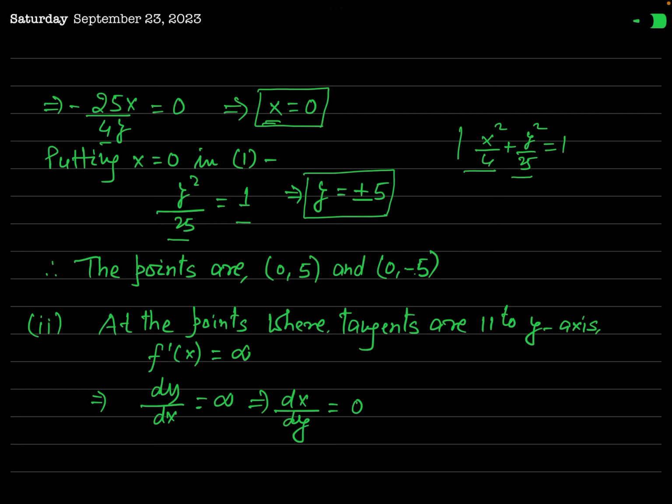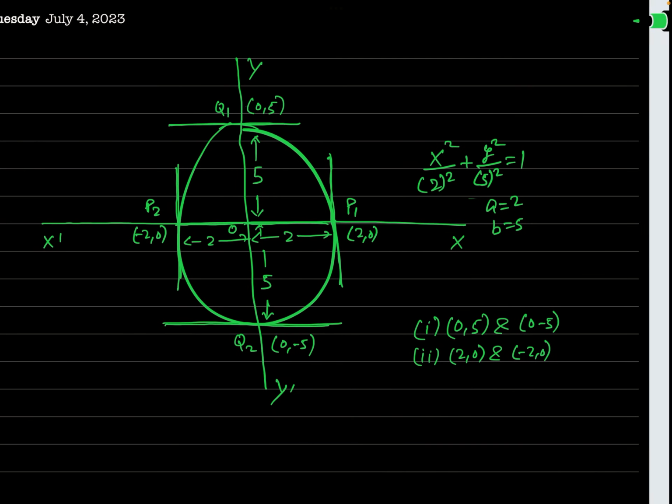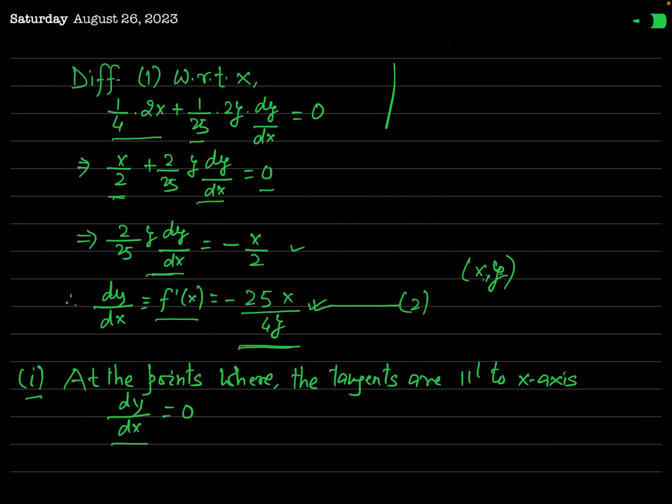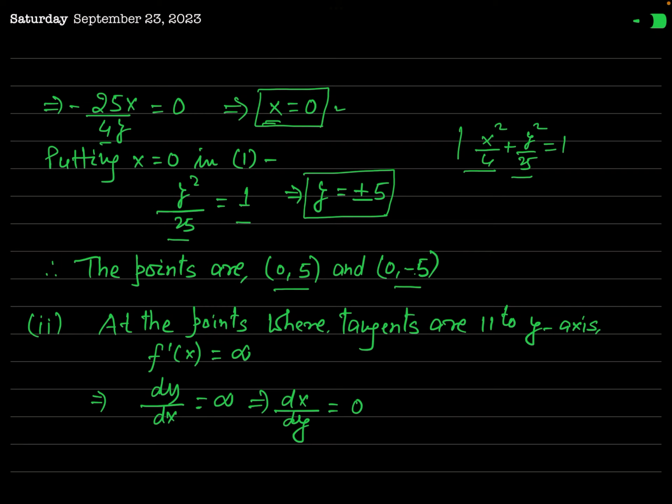So what are those points where the tangent to the curve is parallel to x-axis? The first point will be 0, 5, because x is 0, x has only one value. And the second point will be 0, minus 5. Now you can see this figure. The points where the tangents are parallel to x-axis are this q1 and q2. And you can see the coordinates of point q1 are 0, 5, and that of q2 is 0, minus 5. Okay. So this actually verifies our previous answer.